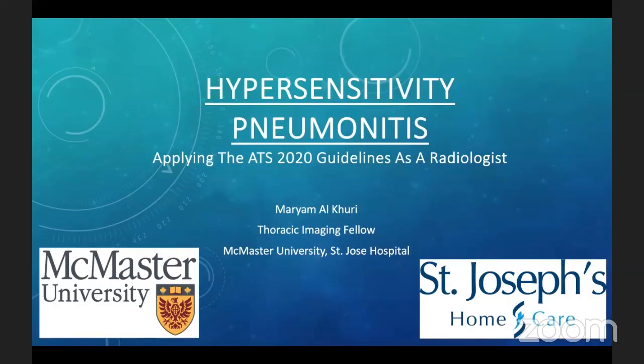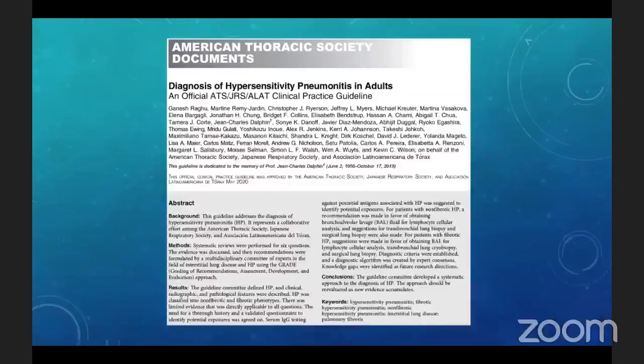We will talk today about hypersensitivity pneumonitis. We will touch upon the updates on the ATS 2020 guidelines as a radiologist. This is the ATS 2020 guideline. It's the American Thoracic Society latest update on the diagnosis of hypersensitivity pneumonitis. The approach, according to this paper, was based on the clinical and the radiological diagnosis, but we would focus today on the radiology part, obviously.